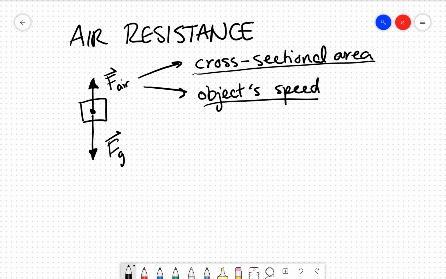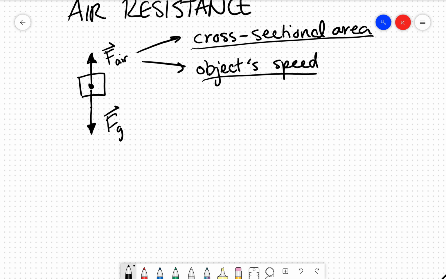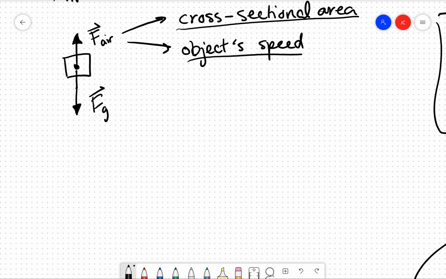Okay, so given these two things, we can explain why in this diagram, air resistance is pretty small. The object just started moving, it's accelerating due to the force of gravity, but right now, the air resistance is pretty small. It just started moving.